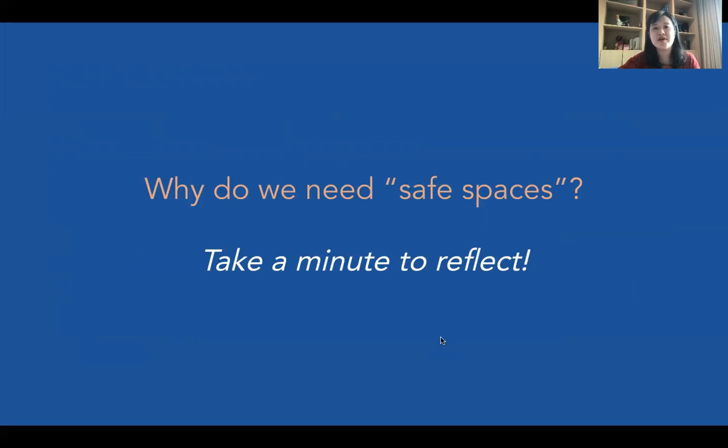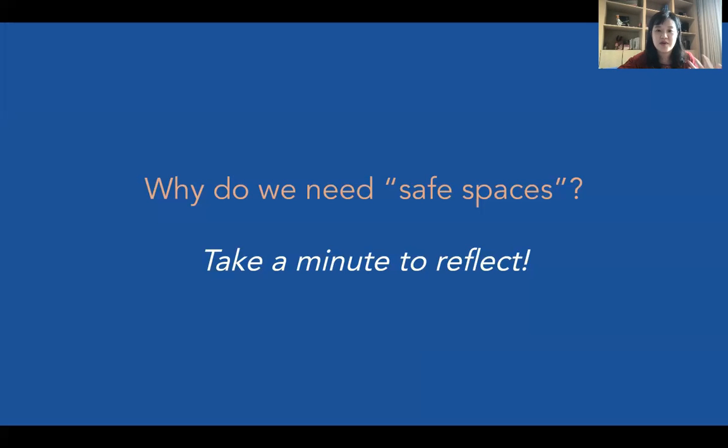And now we're going to really understand, why do we need safe spaces? Why is it important for us? The other way to look at it is to think about, what would happen if we don't have a safe space for ourselves? So I'm going to invite you to spend a few seconds, maybe a minute or two, to really reflect and think, why do we need safe space? What would happen if there's no safe space for us? What happens if there's no place where we can be ourselves?